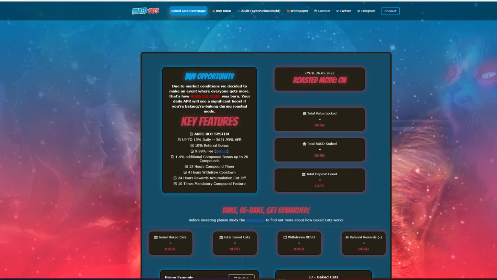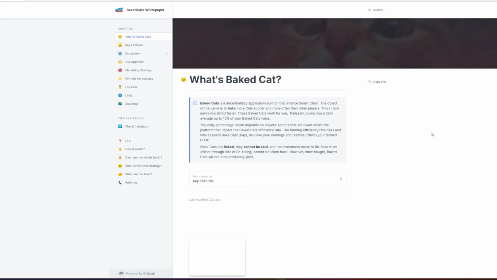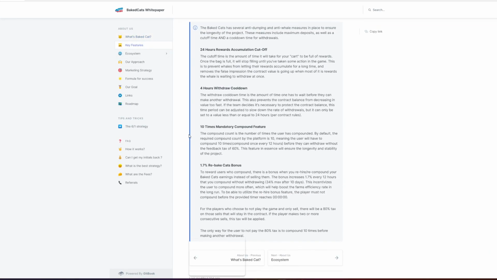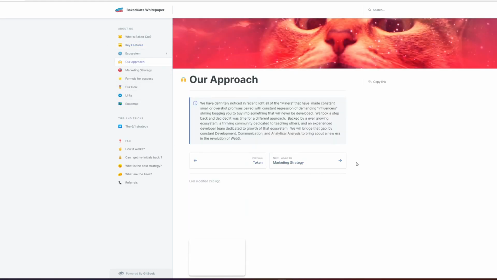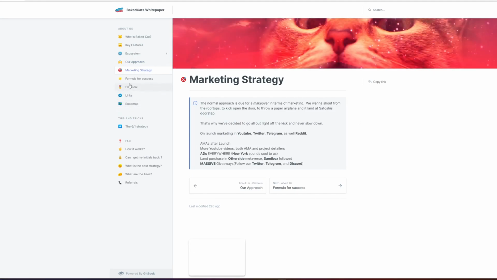You can go ahead and read over the white paper as well, which I would recommend doing. With the key features, definitely go ahead and take a look at their approach with feeding the token, feeding the contract as well. It's pretty interesting there.